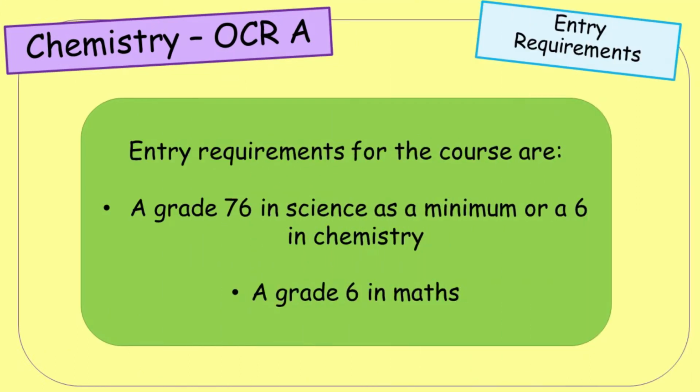In order to be able to access the course, you will need to gain either a grade 7-6 in combined science or a minimum of a 6 in chemistry GCSE. You will also need a minimum of a grade 6 in maths.